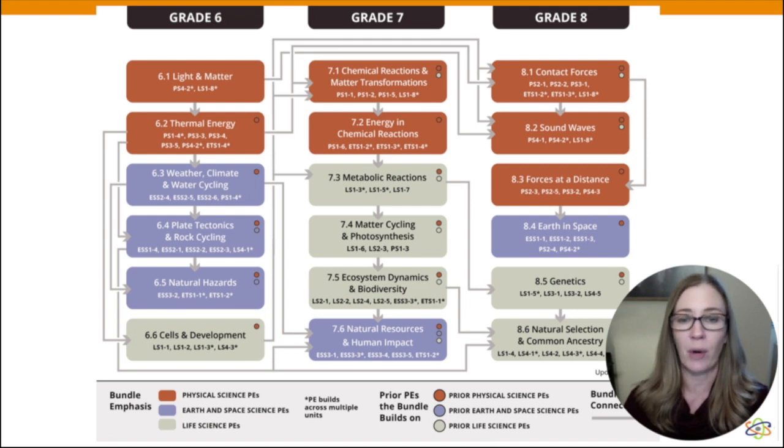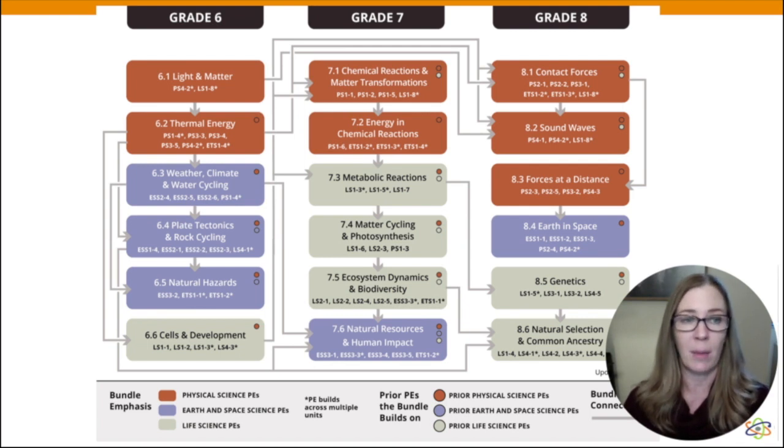So this is the progression of the units for middle school with OpenSciEd. You can see that it's integrated. So the orange are the physical science units, the purple are the earth and space science units, and the grayish green are the life science units with performance expectations in those domains. We also have engineering that is embedded into those domains as well. And you can see that the units build upon one another.